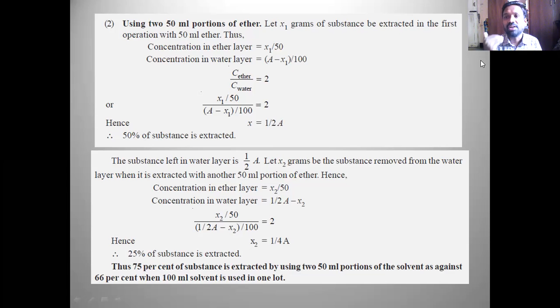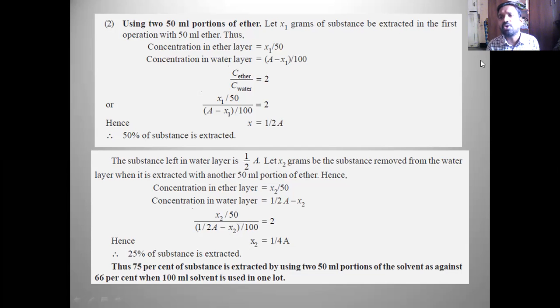Then you have got 75% of A. So which one do you think is better? Obviously, multiple extraction is better. Now, instead of doing it 2 times, if I had done it 4 times, I would have got more than 75%. But you can go on doing like this a number of times.